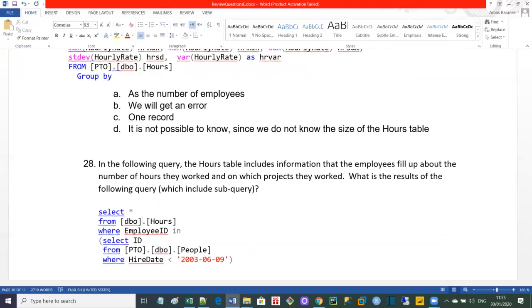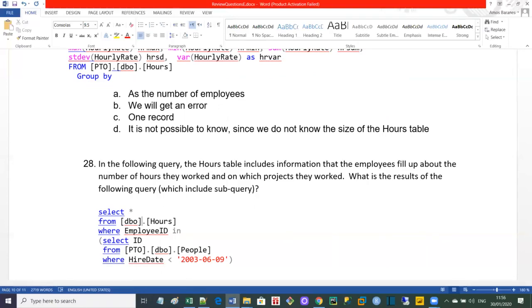Question number 28. In the following query, the hours table includes information that the employees fill up about the number of hours they worked and on which projects they worked. What is the result of the following query?